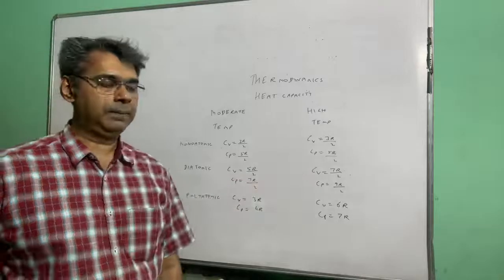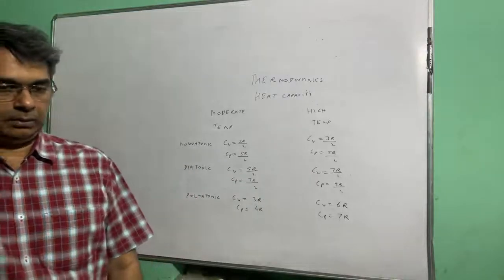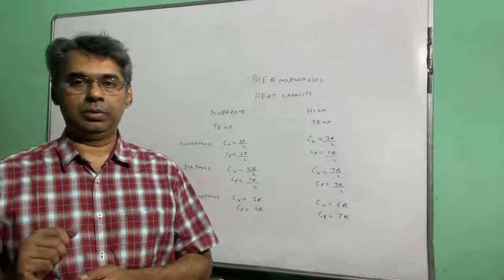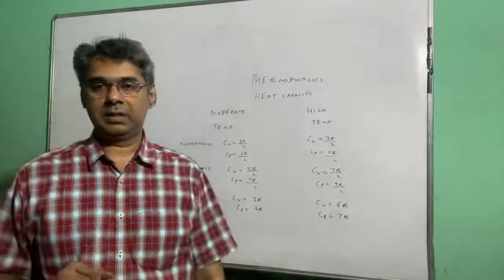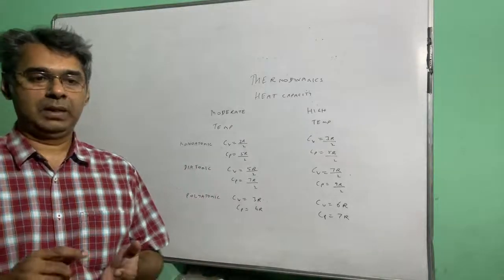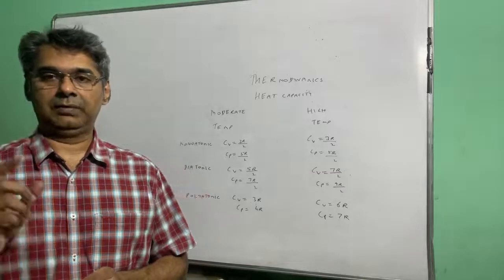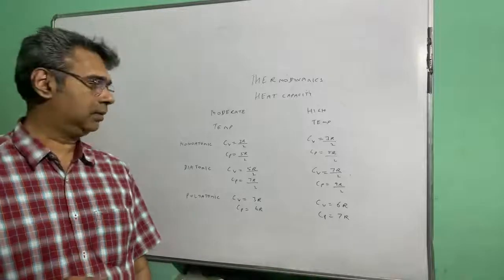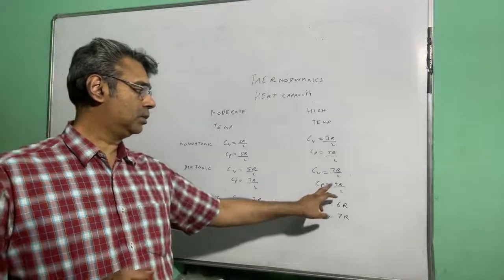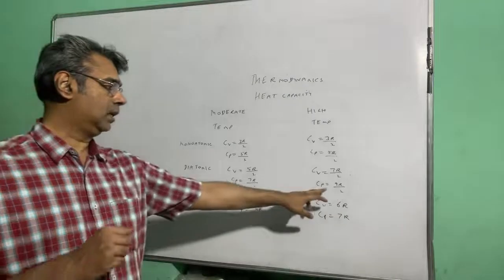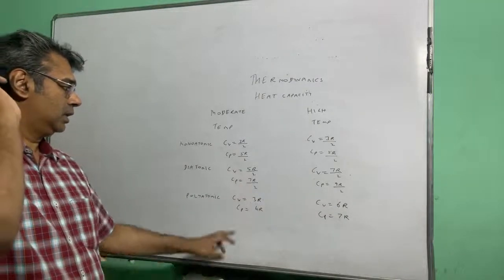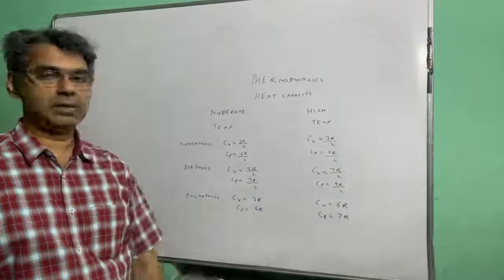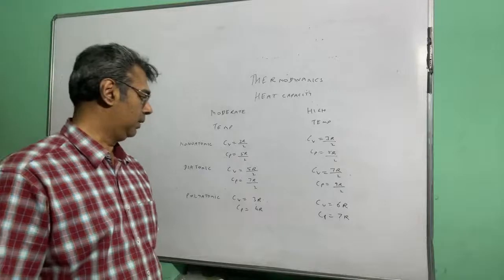But at high temperature, for the vibrational degree of freedom you have to consider R, not R by 2. So for diatomic gases at high temperature, there is 1 degree of vibrational freedom, and for that you add R to what you have got. So Cv becomes 7R by 2, and Cp becomes this plus R, so 9R by 2. These are the values of Cv and Cp for diatomic at moderate temperature, and these are the values at high temperature.